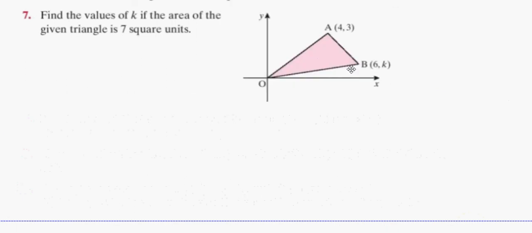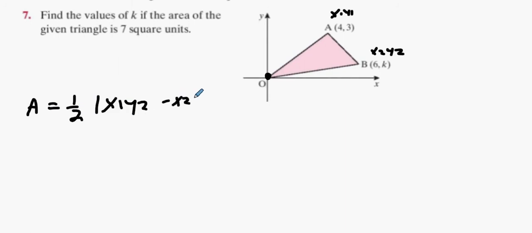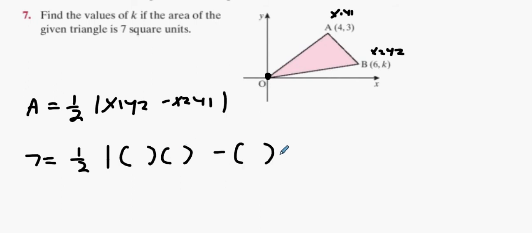Now, question 7. Find the value of k if the area of the given triangle is 7. Alright, no bother. Is it already on 0, 0? Perfect. That means that can be x1, y1, and that can be x2, y2. Everyone cool with that? You get your formula out where you say A equals a half, x1 y2 minus x2 y1. 7 equals a half, blank times blank, minus blank times blank.